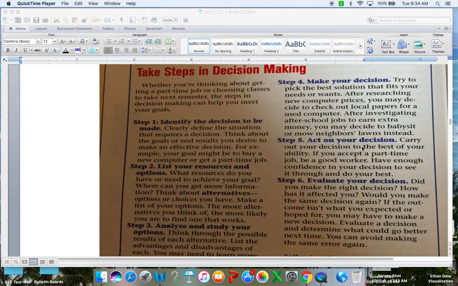And not in all cases. It might be a year. Like I might decide to buy a new car, but I'm not going to buy it for another year or for another 2 or 3 months because I know it's going to go on sale or I'm going to get 0% financing. Okay, so you wrote down, I hope, act on your decision. And act is the key word. And it says carry out your decision to the best of your ability. If you accept a part-time job, be a good worker. Have enough confidence in your decision to see it through and do your best.